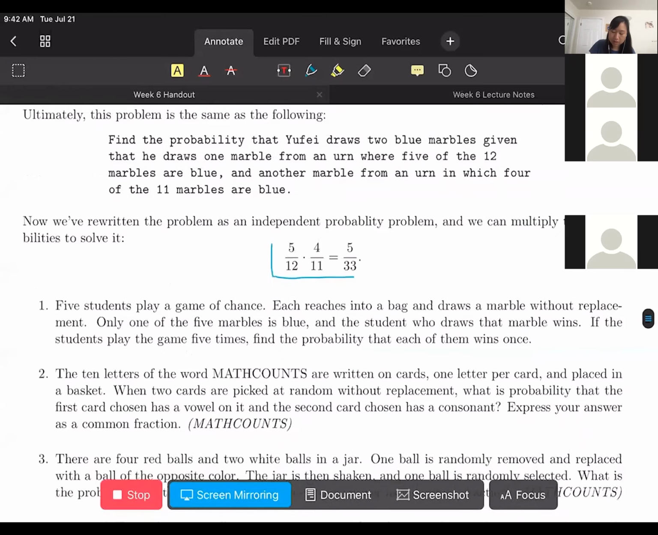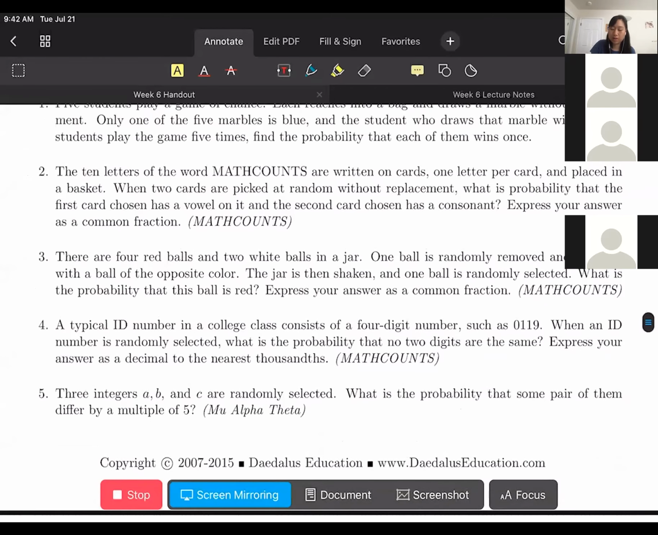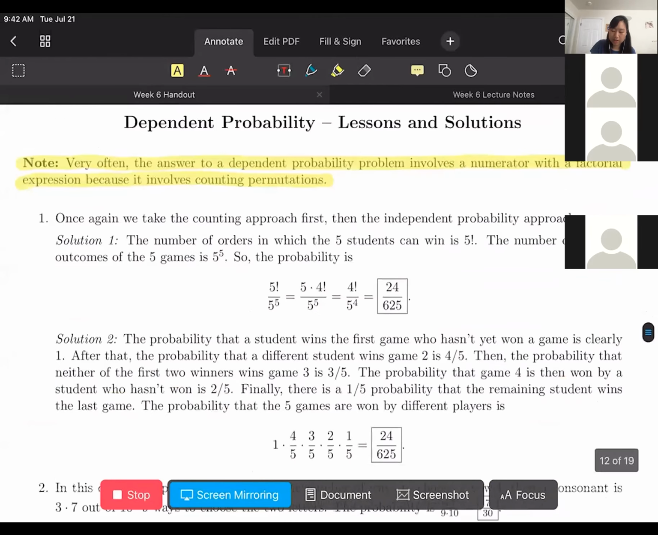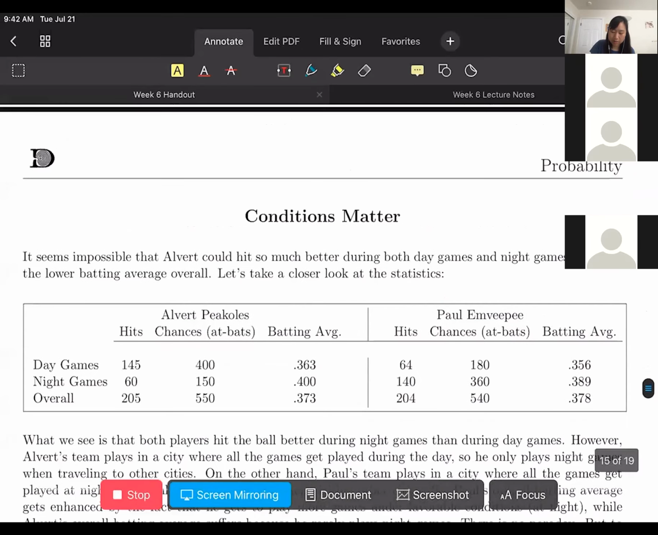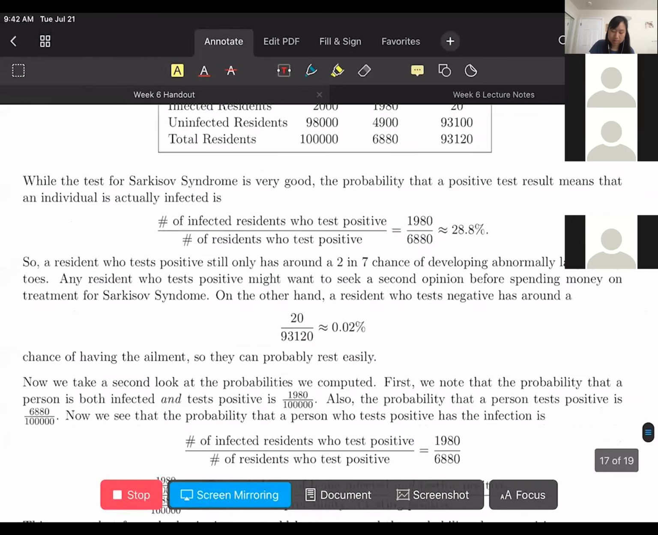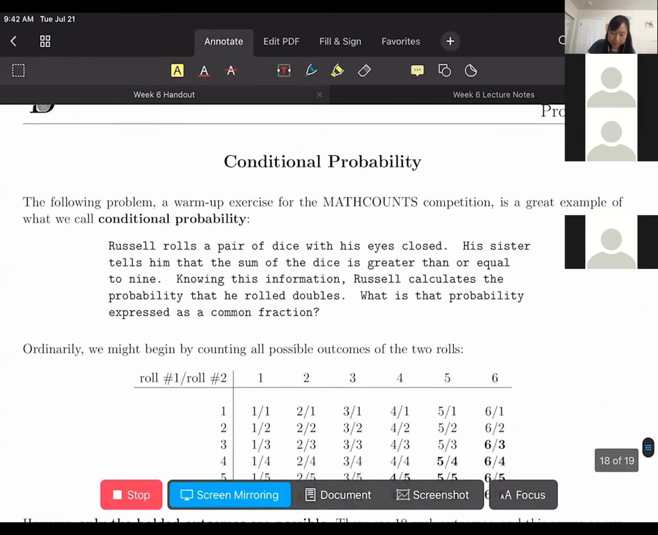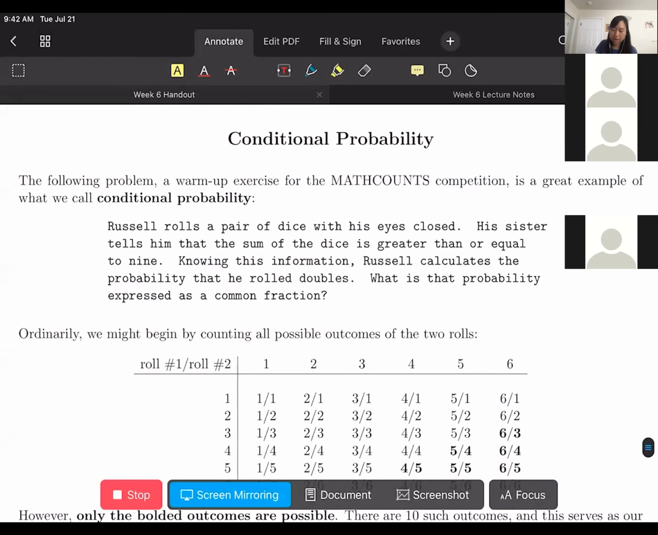So there's a couple of other example problems here that I'll leave as homework problems as well. But I wanted to take this idea of independent and dependent probability and talk about conditional probability. I think one of the best ways to explain conditional probability is to look at an example as well. So let's look at this example problem.